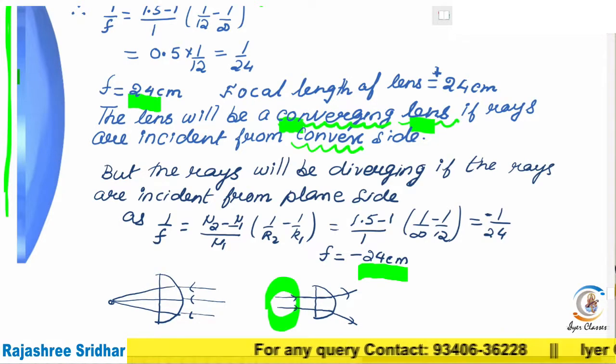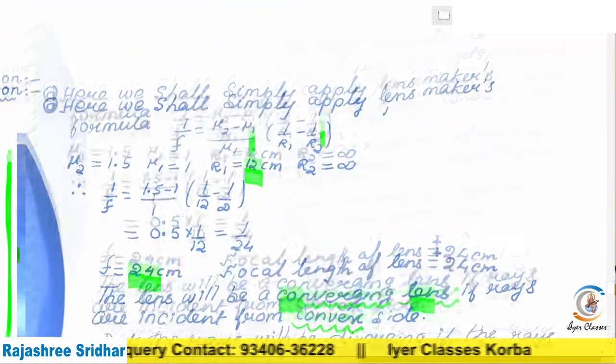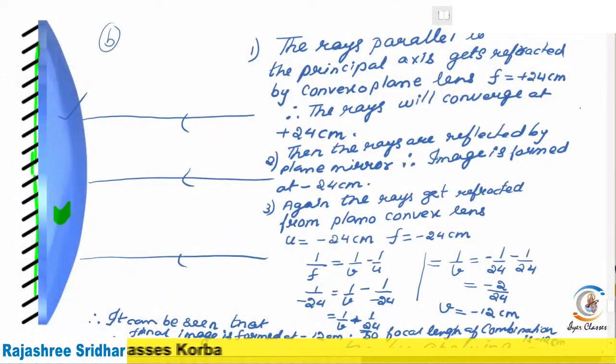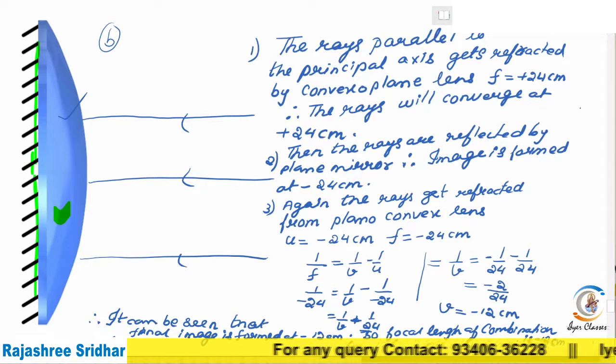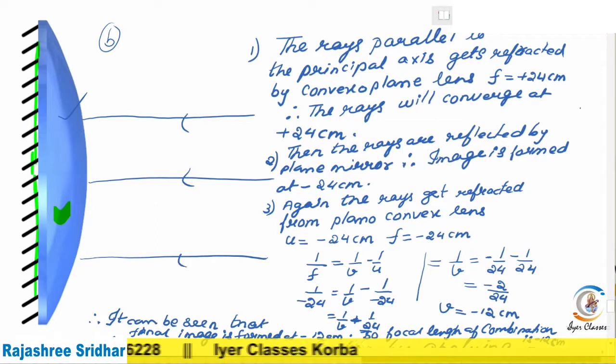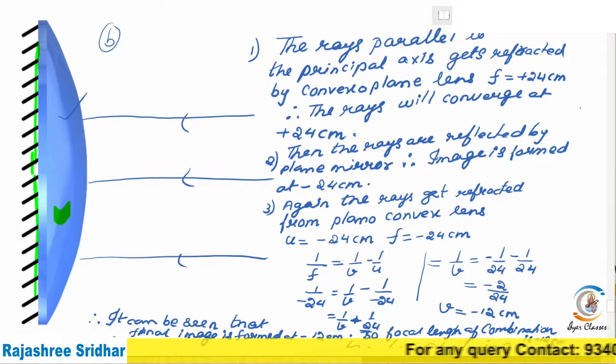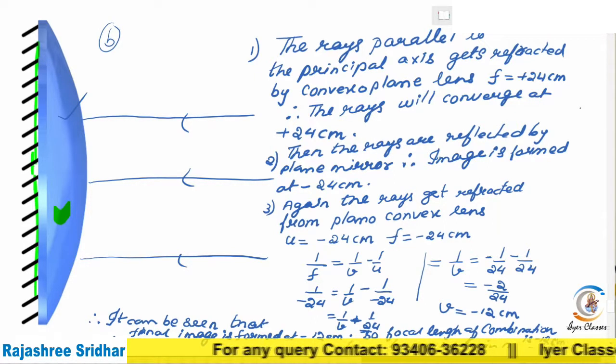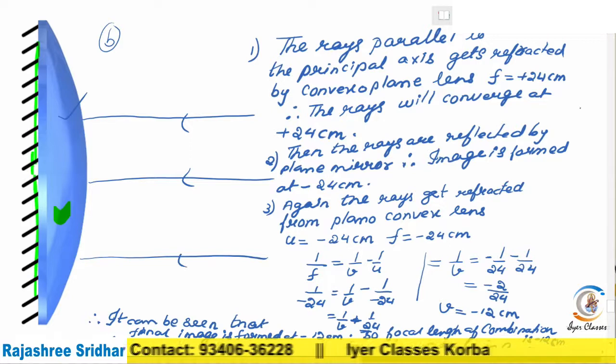Okay, now let us move on to the second part of the question. In the second part, you are asked that if a beam of rays parallel to the axis is incident on the convex region, naturally it cannot be incident from the mirror side, so it is going to be incident from the lens side. Where will the rays finally converge? That means indirectly they are asking you to find the focal length of this combination.